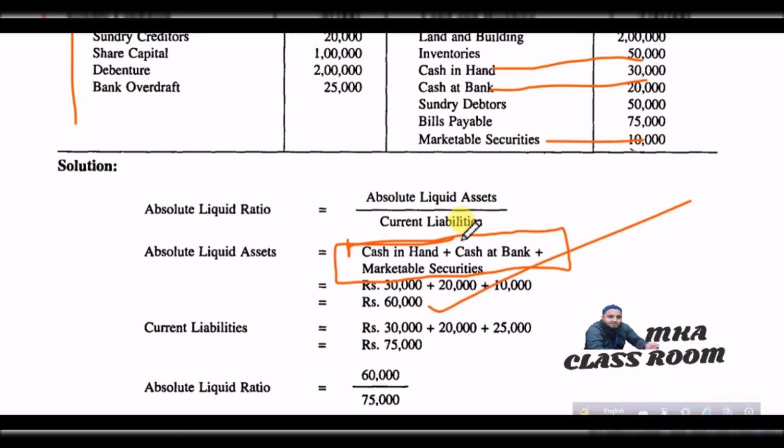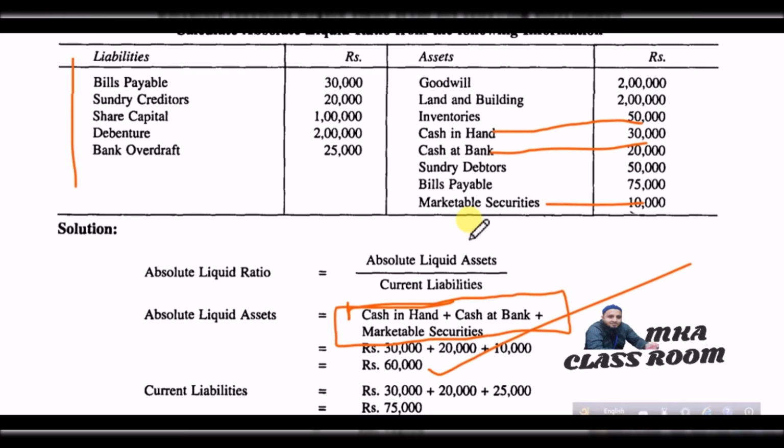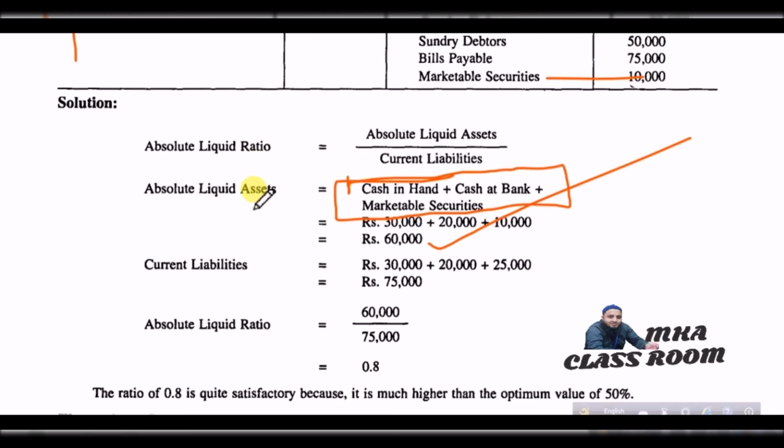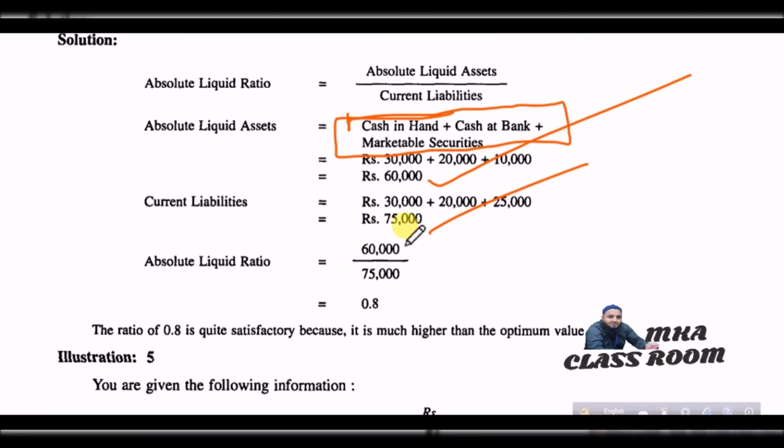After that, current liabilities. How can we get the current liabilities? Bills payable, sundry creditors, and bank overdraft. Share capital and debentures are long-term capital. So if we divide these things, then we can get our absolute liquid ratio, 0.8.